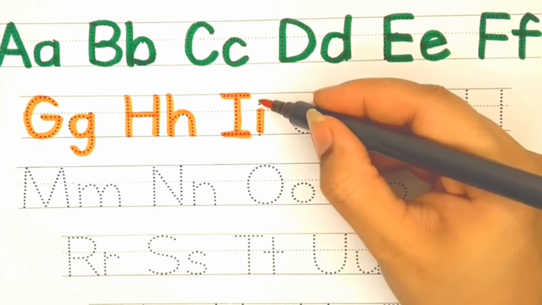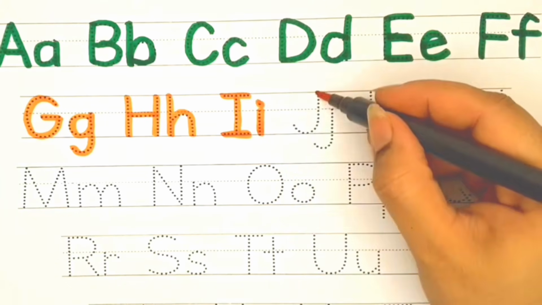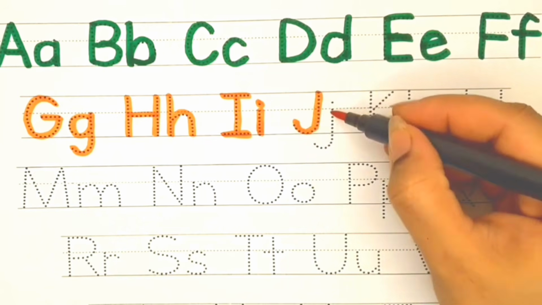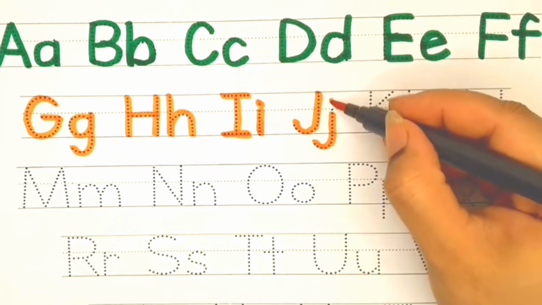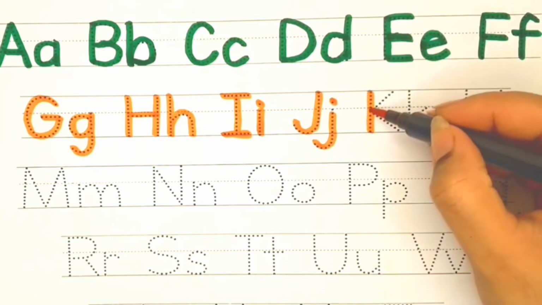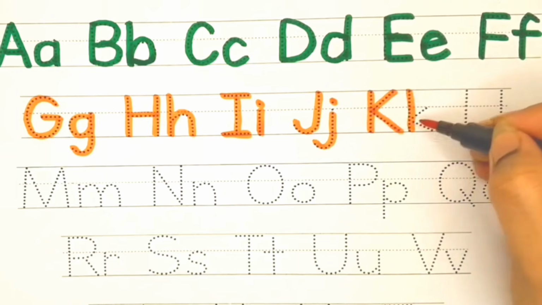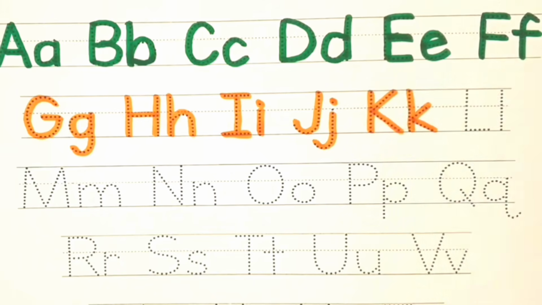Capital I, small i. I for ice cream. Capital J, small j. J for jug. Capital K, small k. K for kite. Capital L, small l. L for lion.